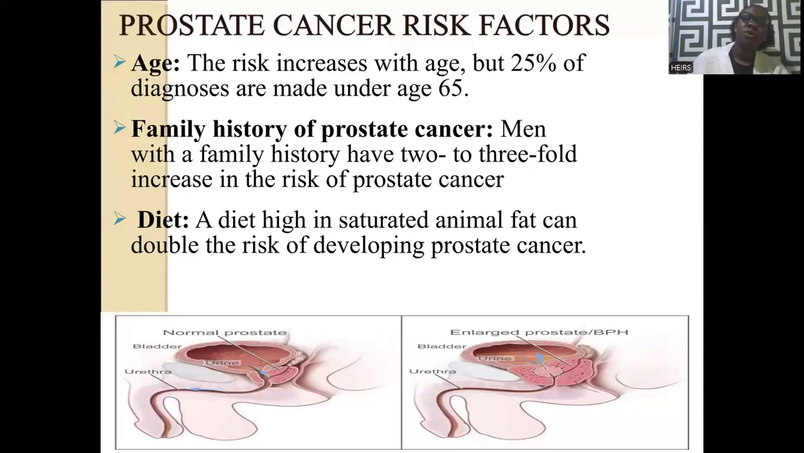Cancer of the prostate, some risk factors would include age. The risk will increase with age, but 25% of diagnoses are also made in men who are younger than 65. Then having a family history of prostate cancer: a man who has a family history has 2 to 3-fold chances of developing cancer of the prostate. That is, 2 to 3 times the general population chances. Diets high in saturated animal fats can double the risk of developing prostate cancer.